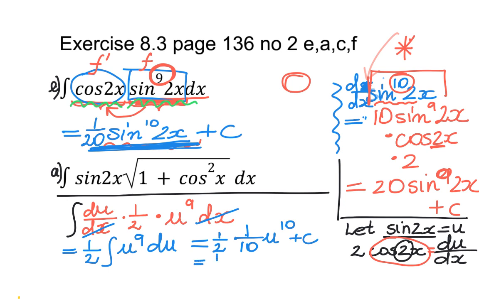So I have 1 over 20, and u was sine of 2x, so sine of 2x to the power of 10 plus c. Your choice, boys, whether you use the inspection or you use the u substitution. We do get exactly the same amount of marks, and that is 4 marks for this question. Stop it, clean the board, try to do it using your own method or the method that works for you. Next, we will look at example A.